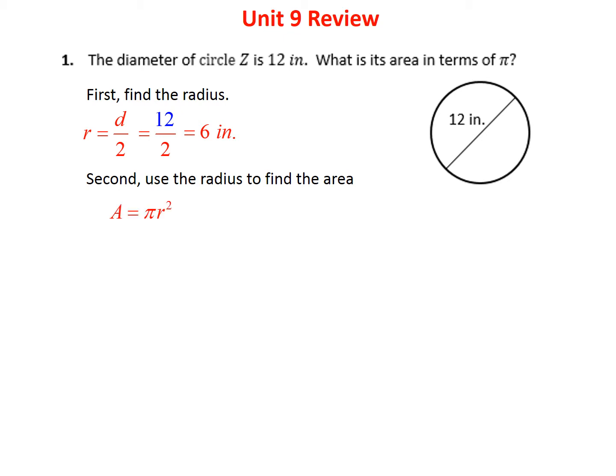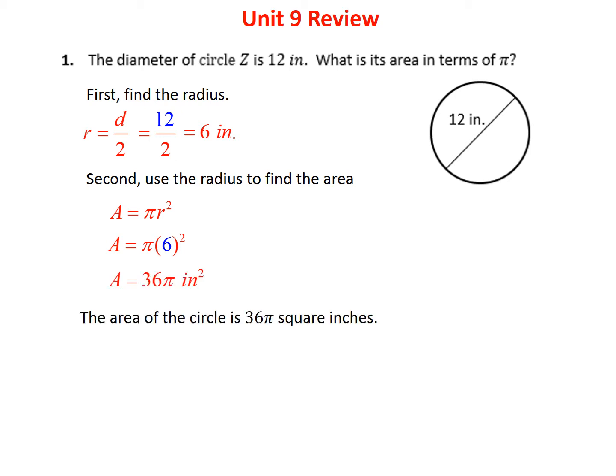Now we can use our formula for the area with radius to find our area. So area is pi times r squared. So we substitute 6 in for r, and we get pi times 6 squared, and 6 squared, 6 times 6 is 36. So our answer is 36 pi square inches.